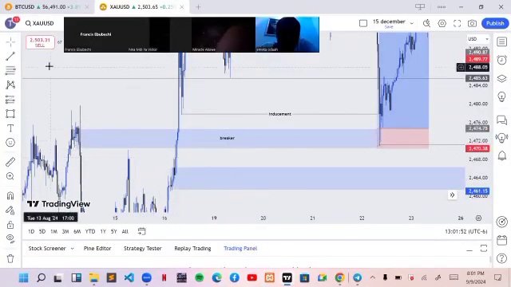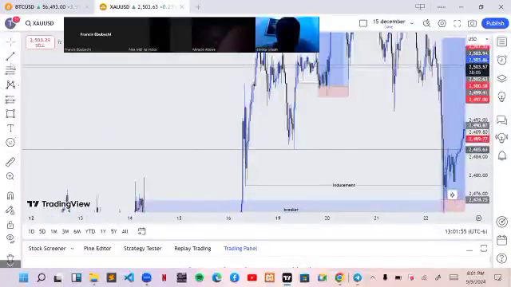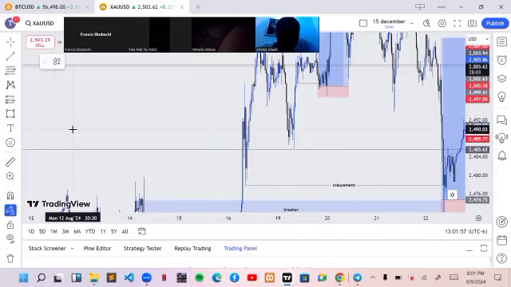But if, when the market broke structure, it did something like this. Let's say the market broke structure, something like this.